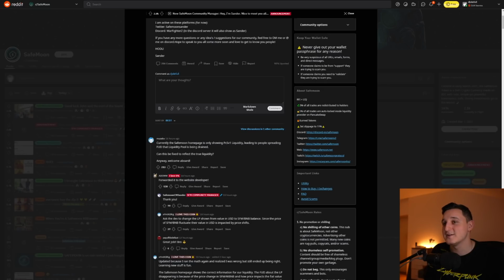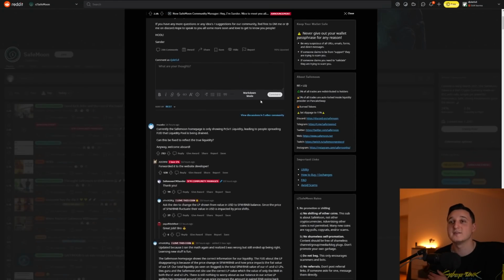Clearly, the Safemoon homepage is only showing PancakeSwap version 1 liquidity, leading to people spreading FUD that the liquidity pool is being drained. Can this be fixed to reflect the true liquidity? Anyway, welcome aboard. Forwarded to the website developer. Thank you. Yeah, this is really important. I didn't even notice this.